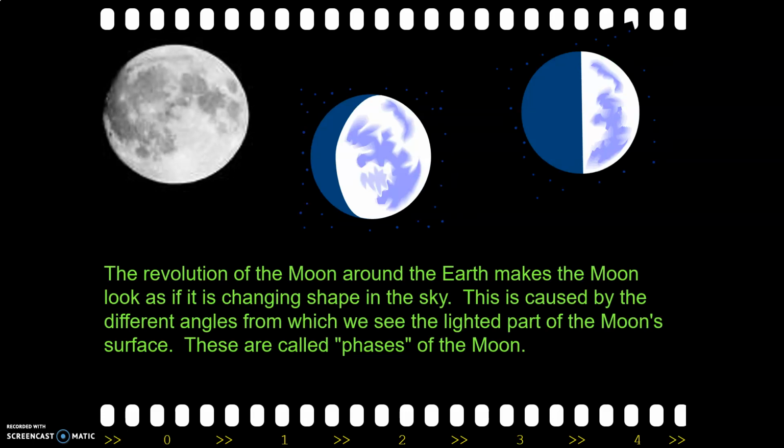The revolution of the moon around the earth makes the moon look as if it is changing shape in the sky. This is caused by the different angles from which we see the lighted part of the moon's surface. These are called phases of the moon.